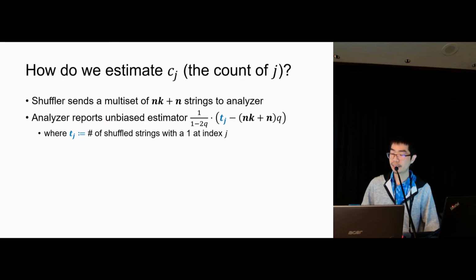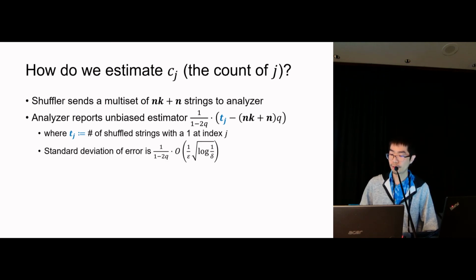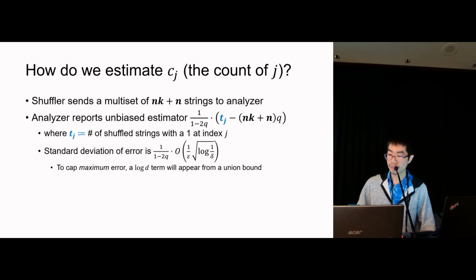And the standard deviation of this estimator is going to be this function of q, epsilon, and delta. The smaller the privacy parameters, the more error you get. But on the other hand, small q leads to less error. And note that this error bound is for 1 bin. To cap the maximum error, we perform a union bound over d, so we get a log d term.